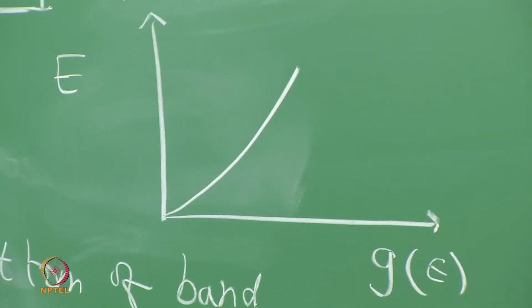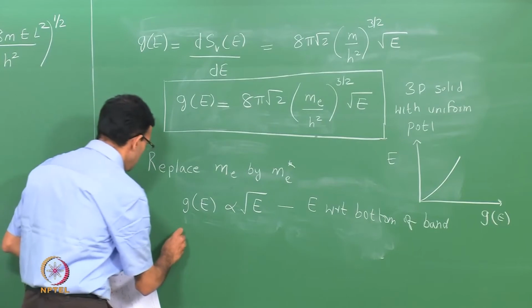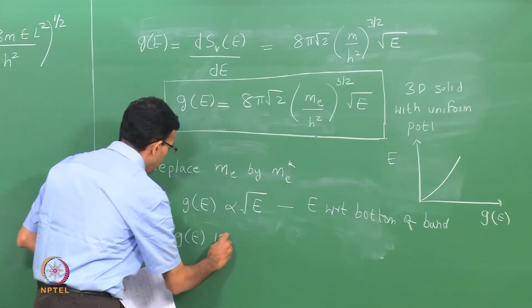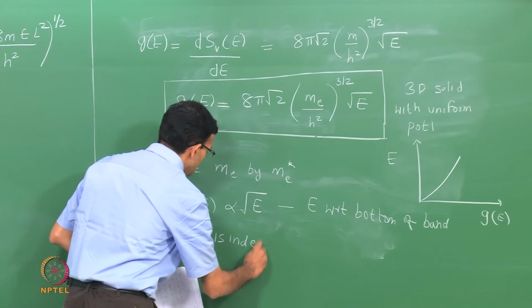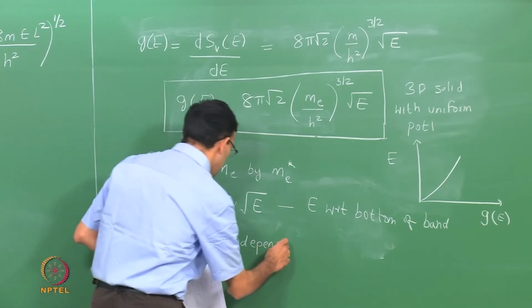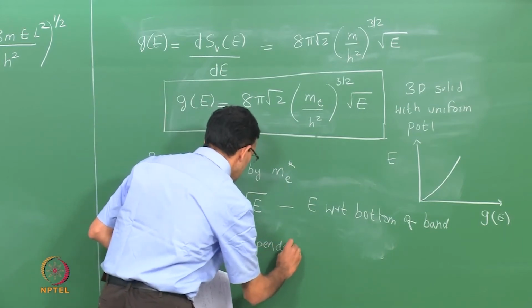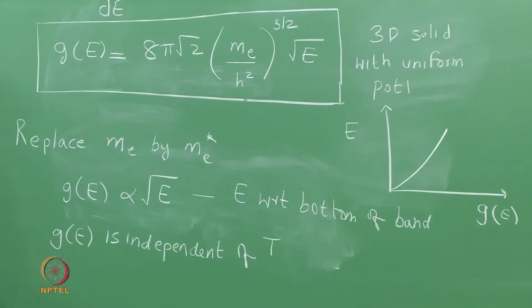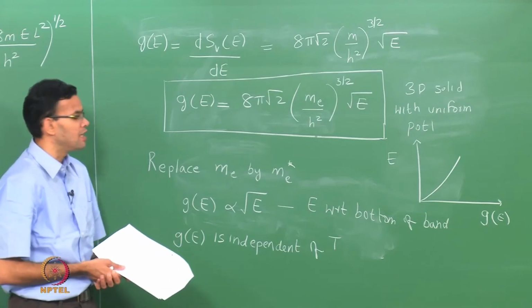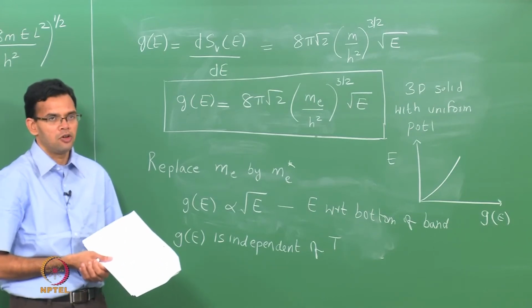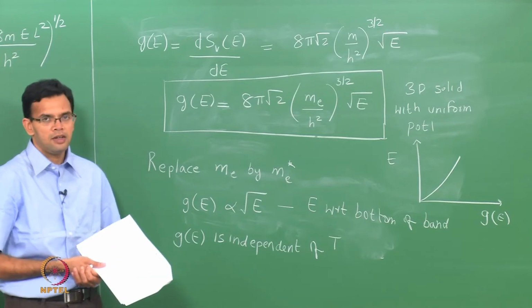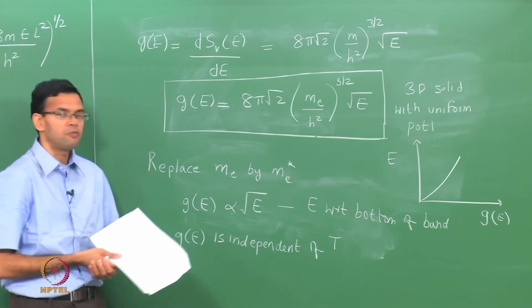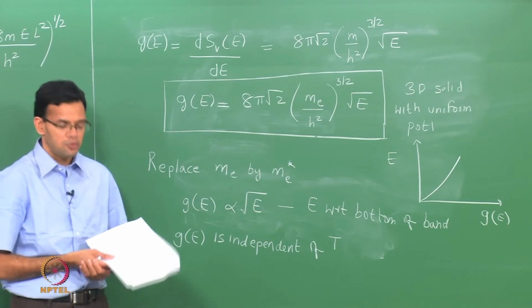If you also look at this expression, G of E is independent of temperature. It only tells you what are the states that are available for the electrons to occupy. It does not tell you whether the electrons occupy those states or not. In order to do that, we need to look at the occupation probability of electrons, and that is what we will do next.